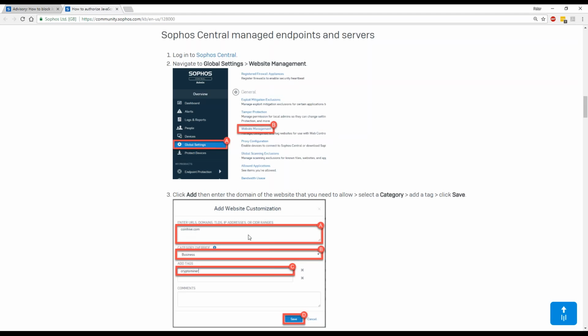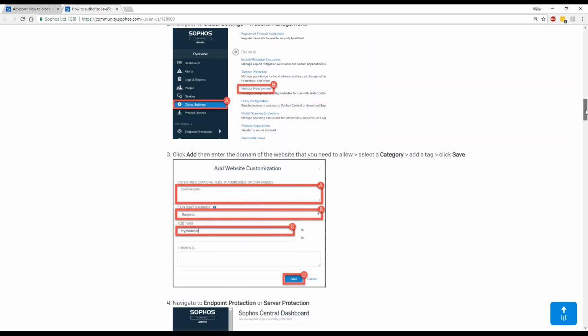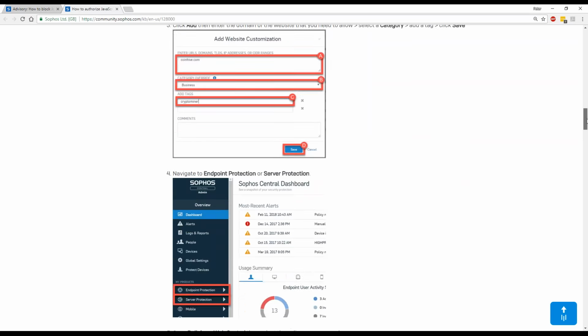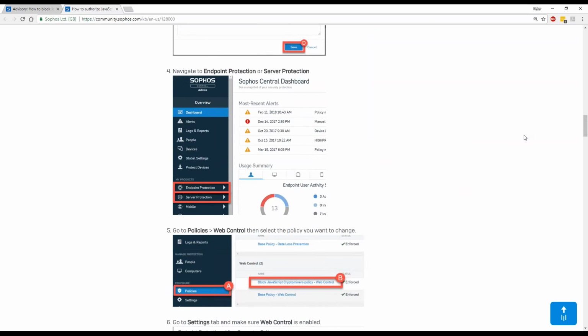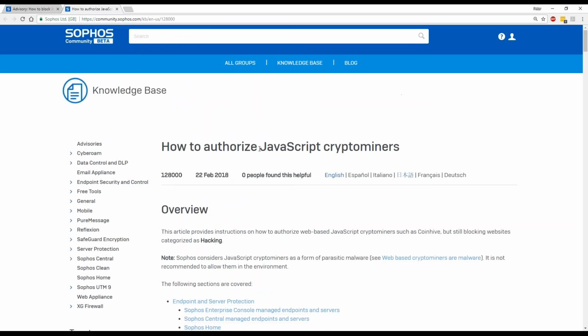So you can basically just add website customization to Sophos Central, like CoinHive.com. You can do category overrides, say, okay, it's not hacking anymore, it's a business category or business site. You can add a tag crypto miner, and that's it. You are allowing this crypto mining on this specific website. So also this information can be found here. So 127998 and 128000. This is the place to go to get information about JavaScript crypto miners. So let's jump back to the presentation.